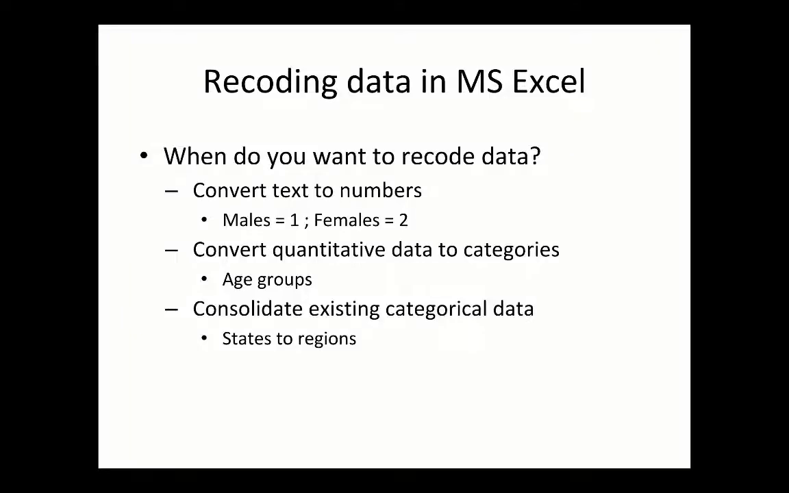Another example may be where we convert numbers to a category, such as converting a column of ages into age groups. You may also need to consolidate categorical data into smaller groups, such as the case if you want to combine states and represent the data as regions.